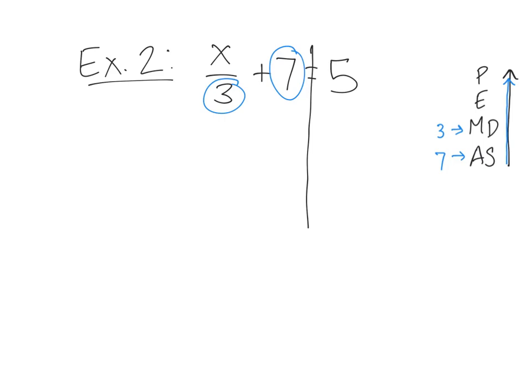If I go to move the 7 first, I'm going to undo addition. The opposite of addition is subtraction. So I'm going to undo add 7 by subtracting 7 from both sides. Add 7 and subtract 7 are inverses, so those parts cancel. And we're left with just x divided by 3 on the left-hand side of the equation. The right-hand side is a little bit trickier. Think to yourself for a second. 5 subtract 7. What would 5 subtract 7 make?